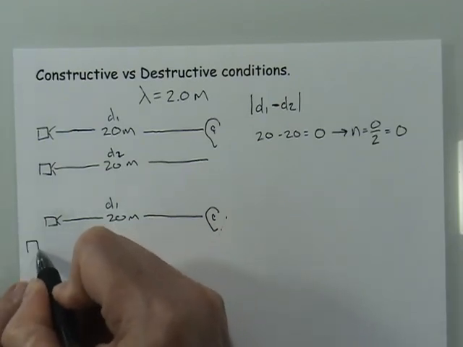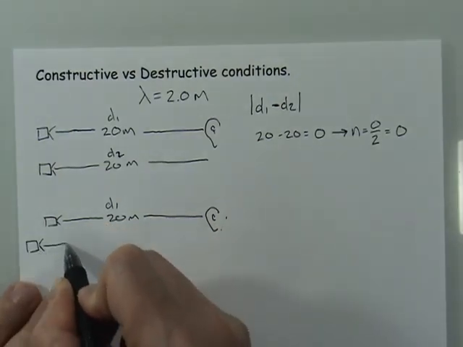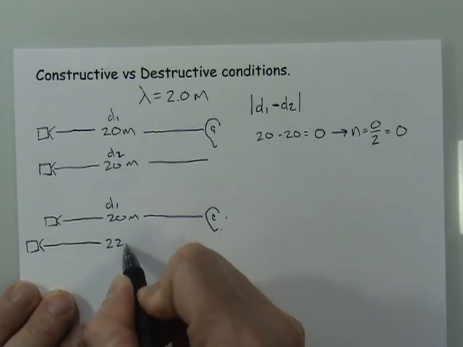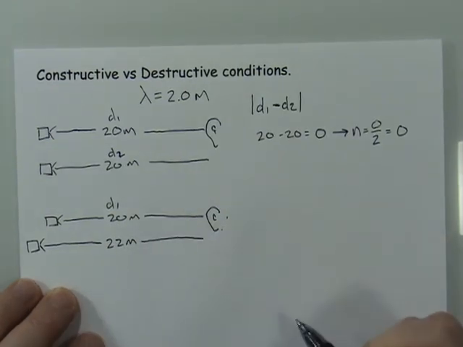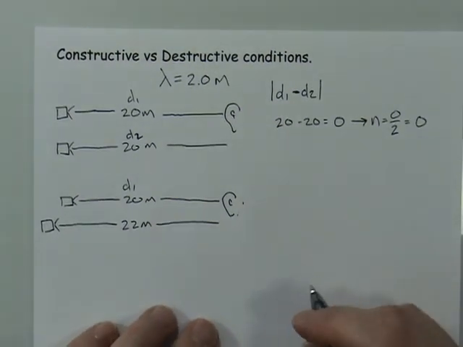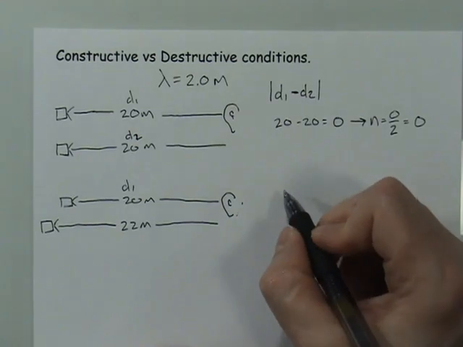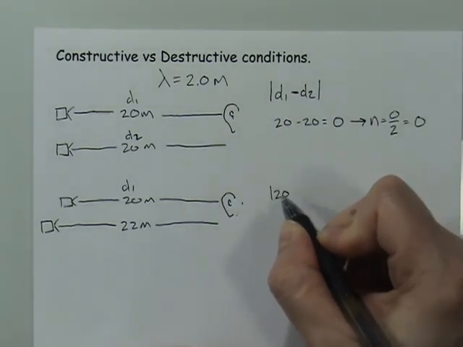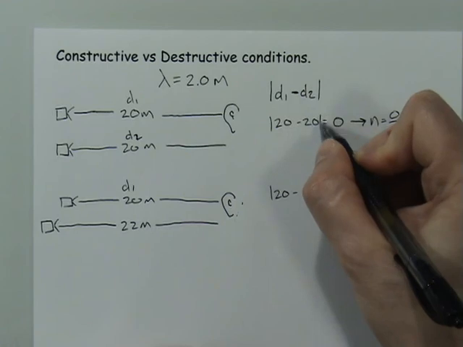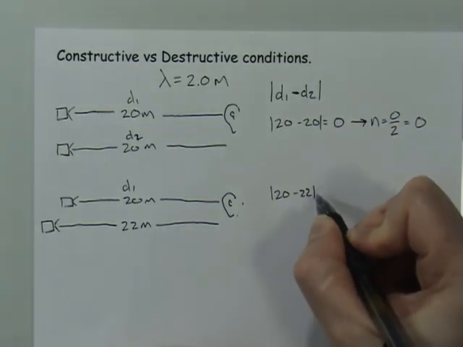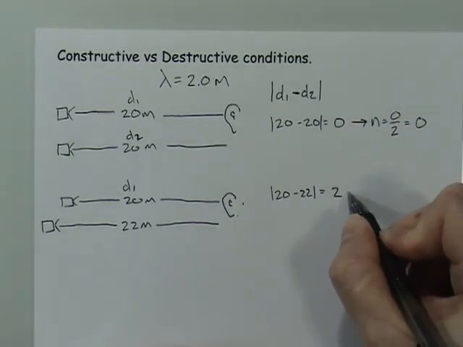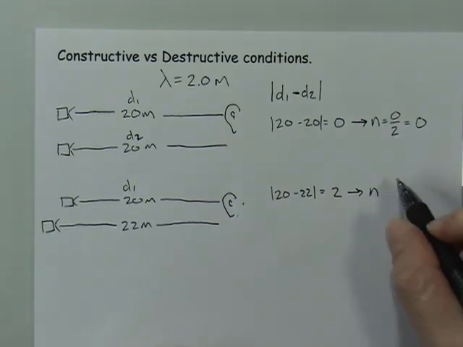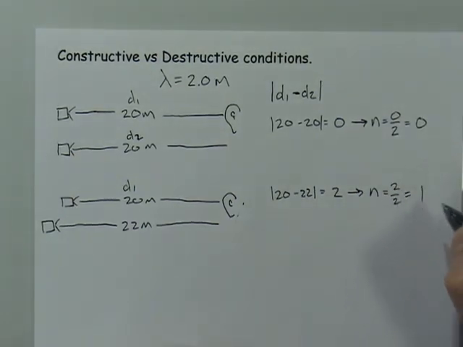But I moved the second speaker back a little bit. And now it is at 22 meters away from the person's ear, away from the sensor. So now when I make this calculation, it's going to be 22 minus 20, which gives me a distance of 2. So when I calculate this property n, it's going to be 2 divided by 2, which is 1.